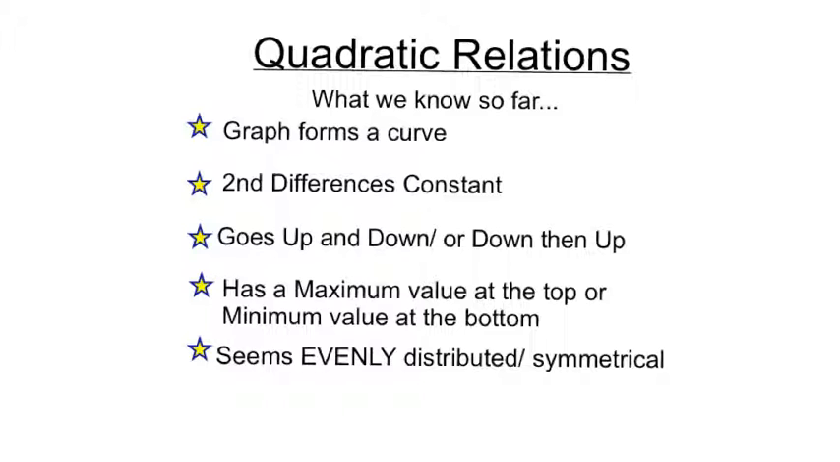We know that if we look at the graph, depending on how it's formed, it will either go up and then down, or it will go down and then up. The point where it changes direction is either a maximum value, if it's at the top, or a minimum value at the bottom. And it seems to have a shape which is symmetrical. Okay, so that's basically what we know so far. We also know a few bits of vocabulary which we've discussed in class.